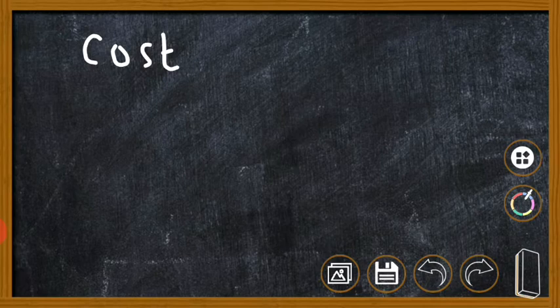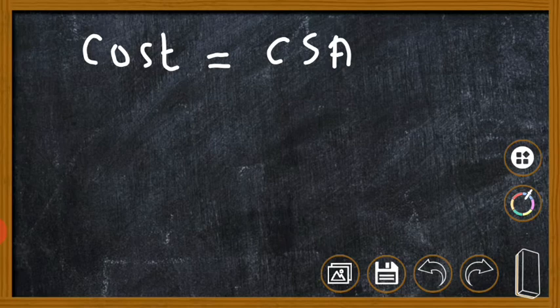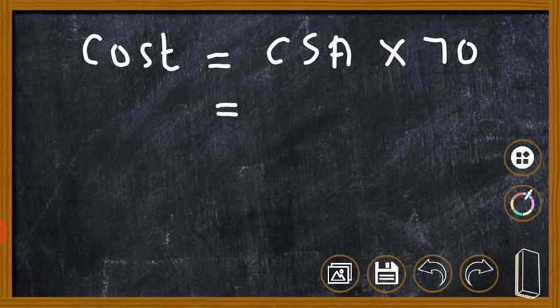And if you move to the second question, cost of the canvas required to make the tent if the cost of 1 meter square canvas is rupees 70. Next you have to calculate what is that cost. Before calculating the cost, you should find out the CSA, isn't it? How much area is required, you should find out at first. So cost equal to CSA, that means the required area, into, and for 1 meter square what is the cost? It is 70. So how to calculate cost? CSA into 70.